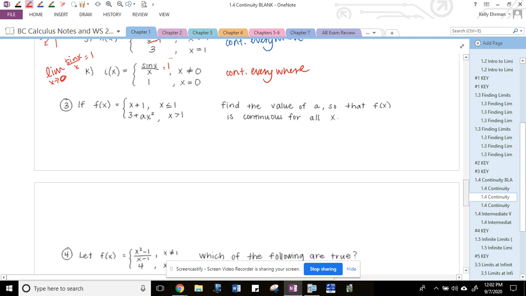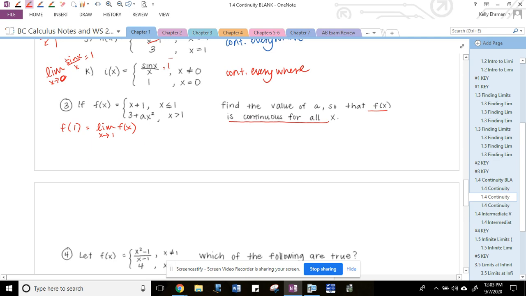Okay, this is common for a free response. So find the value of a so that f of x is continuous for all x. If you're doing this for a free response question, make sure that you're not skipping steps. You need to use your definition for continuity to justify what you're doing. So if I want f of x to be continuous, that means that f of 1 has to equal the limit as x approaches 1 of f of x. So I need to have this statement here before I just start plugging in numbers and going crazy.